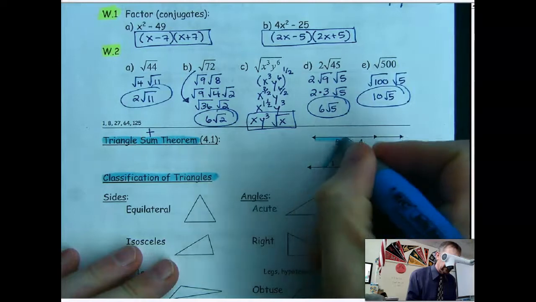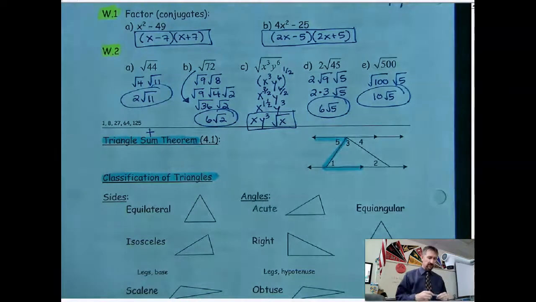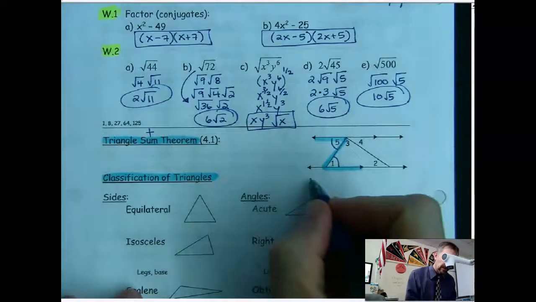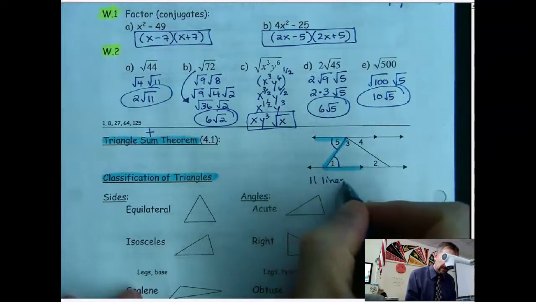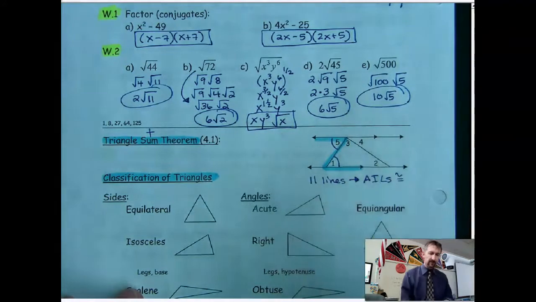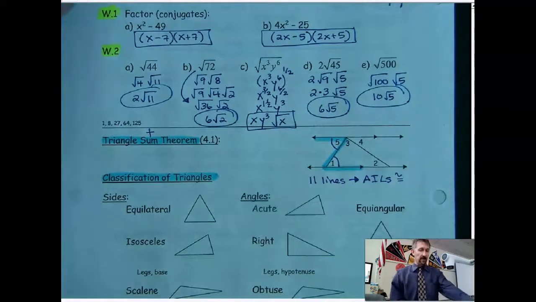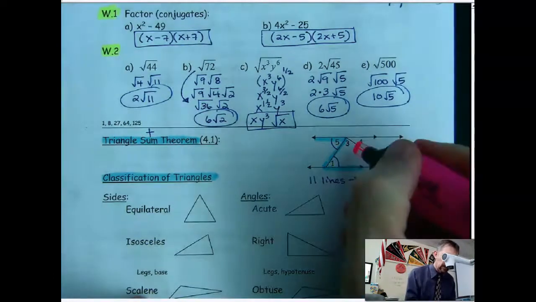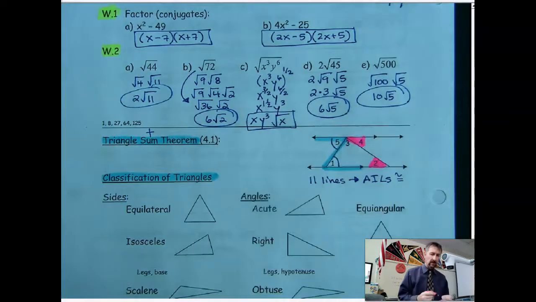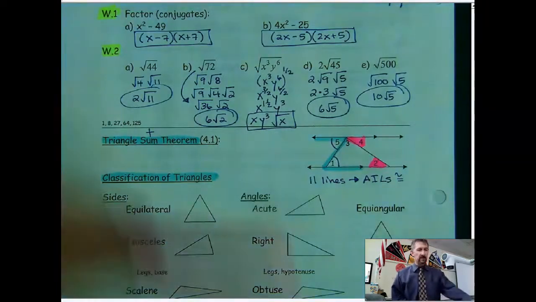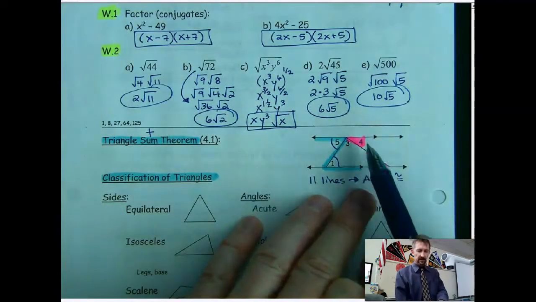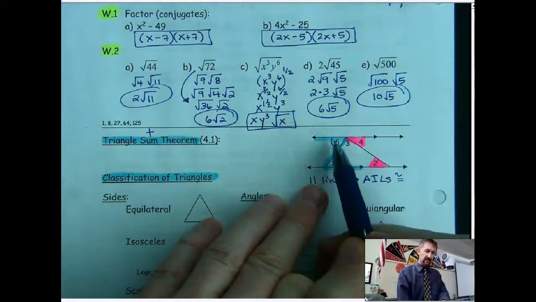So if you look at that, you should see that angle 1 and angle 5 are going to be congruent because parallel lines mean that alternate interior angles are congruent. So those two are congruent. Now, if we look on the other side there, angle 2 and angle 4 will be congruent for the same reason. So, this angle inside the triangle is congruent to that angle, and this angle is congruent to that angle.